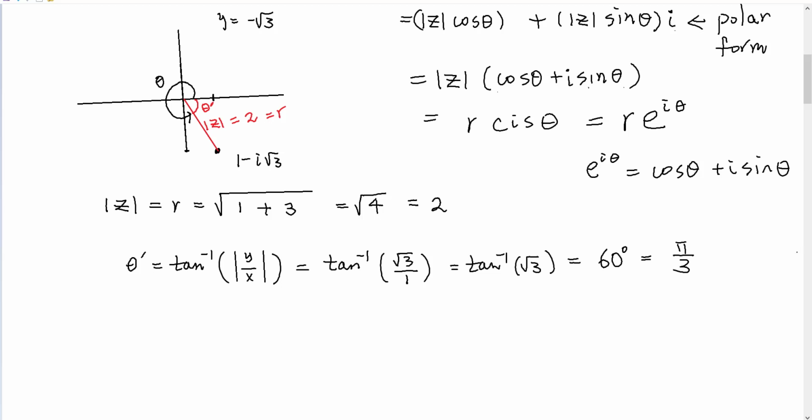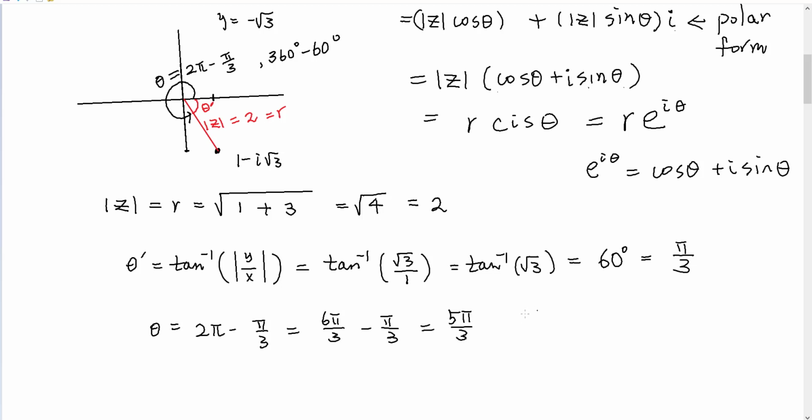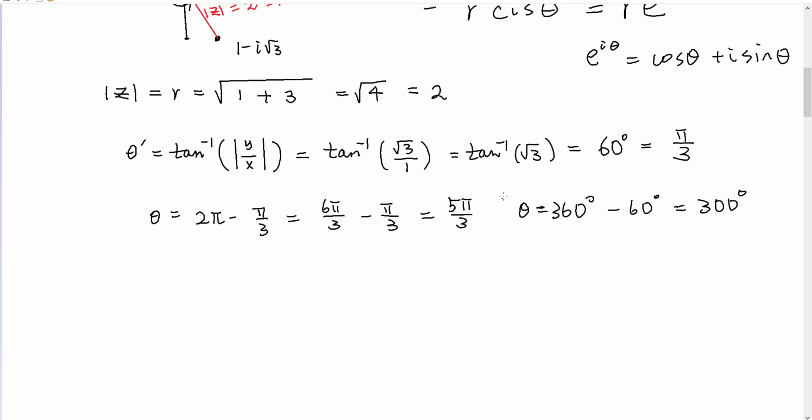So the actual angle theta is either 2 pi minus the reference angle, or if you're in degree mode, 360 minus 60 degrees. So theta itself will be 2 pi minus the reference angle, and 2 pi is 6 pi over 3, minus the reference angle. So you're talking about angle 5 pi over 3. And if you're doing it in degrees, theta is 360 minus the reference angle, so 300 degrees will be theta in degree measure versus radian measure.